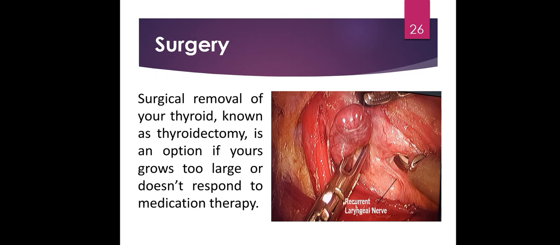Surgery. Surgical removal of your thyroid is known as thyroidectomy. Thyroidectomy is an option if your thyroid grows too large or doesn't respond to medication therapy. Surgery, I can say, is the end solution after medication. If any kind of medication doesn't help your goiter, then we can do surgery.